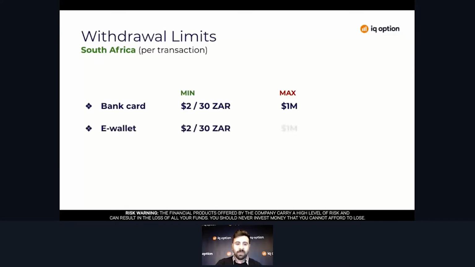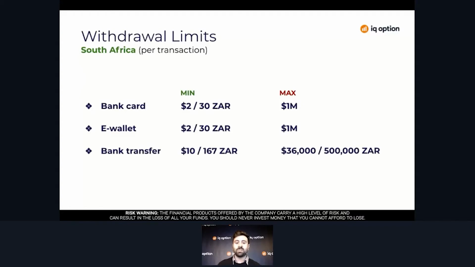Now, again, same applies for e-wallet. If you want to be withdrawing through your e-wallet, you need to at least withdraw $2. And again, the maximum is 1 million. Now, you can also use a bank transfer to withdraw, and you need to be withdrawing at least $10. That's around 167 Rand. And the maximum you are able to withdraw back to your bank is 36,000 US dollars or 500,000 Rand. Again, for whatever reason, if you want to be withdrawing more, you can simply just make another transaction.